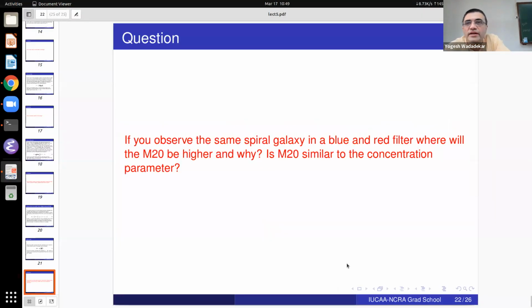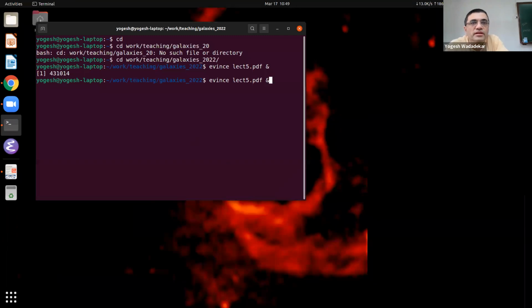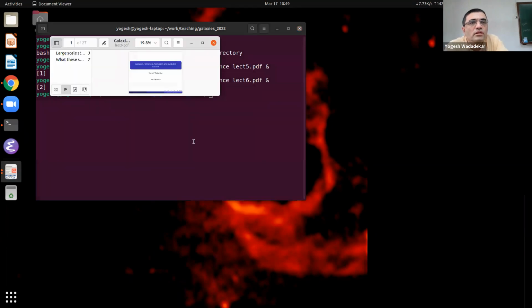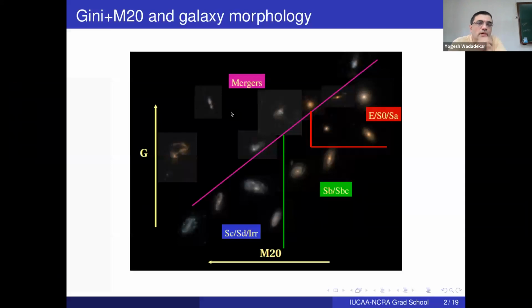Okay, I thought I had included one more slide here, but I will just open the next lecture. Okay. So how does Gini M20 help you in understanding galaxy evolution?